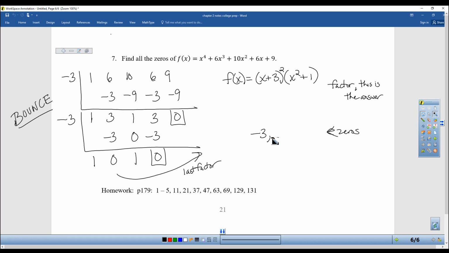-3, which you don't have to list twice. And then you would do x squared plus 1 is equal to 0. x squared is equal to -1. x is equal to plus or minus the square root of -1. So plus or minus i. Now there's always going to be this number of answers. So when it's x to the 4th, there's going to be 4 answers. We only see 3 because -3 is repeated.